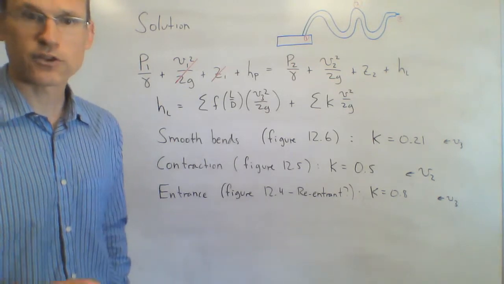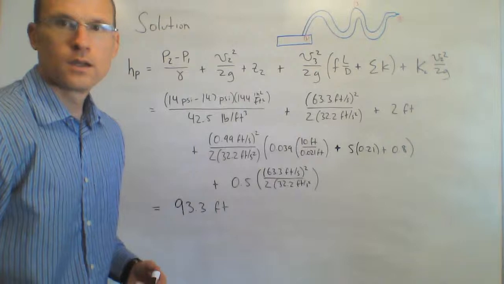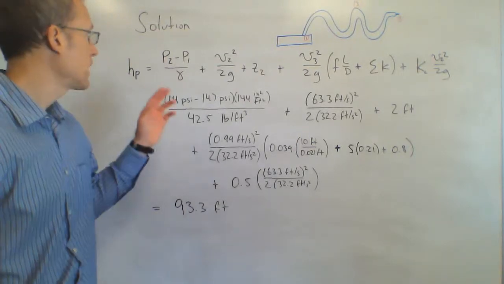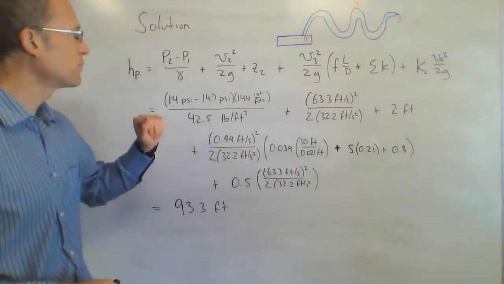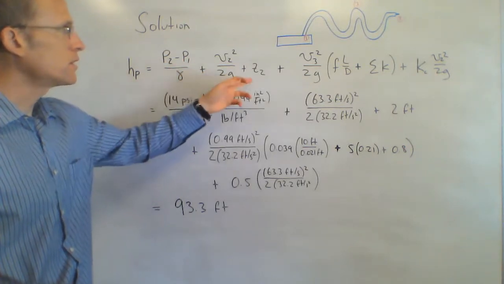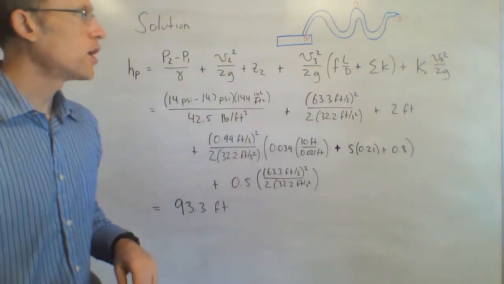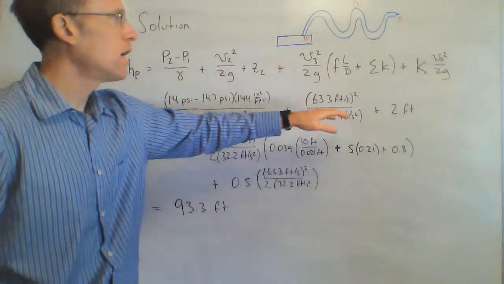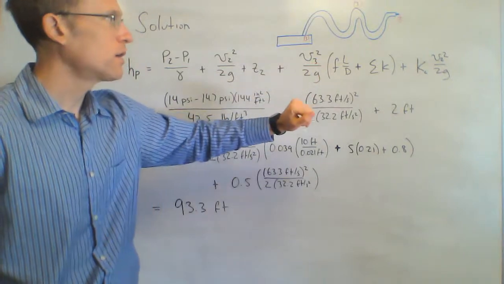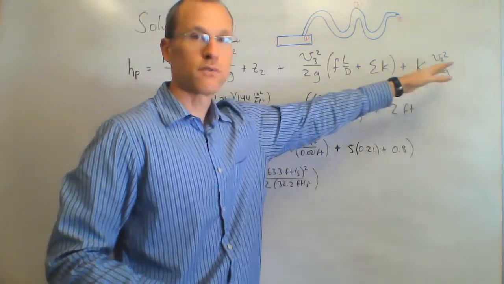Now to put everything together. So rearranging my equation slightly, h_p, move the P one to the other side, so P2 minus P1 over gamma. I have V2 squared over 2g, Z2, then all my losses, major loss, f L over D, which is depending on V3. I have some K values that depend on V3. Then I have the K for the contraction, which depends on V2.